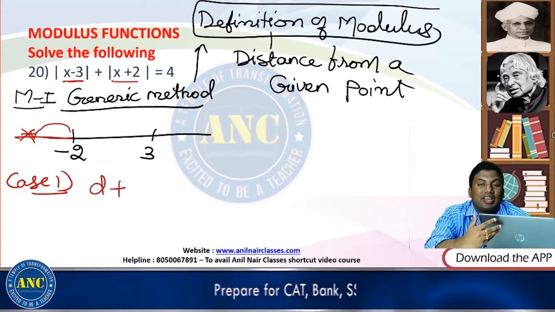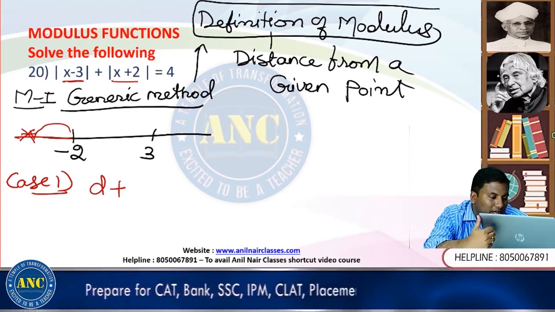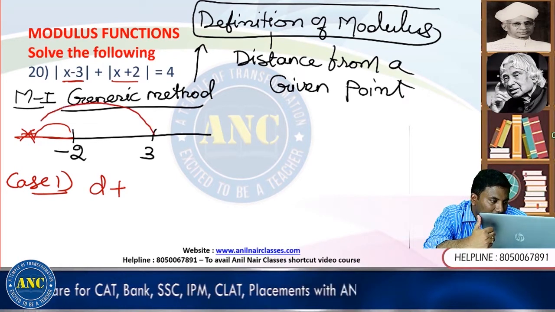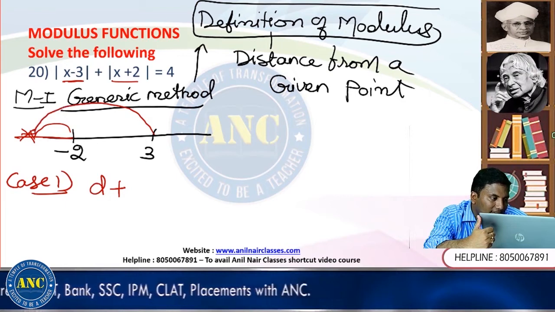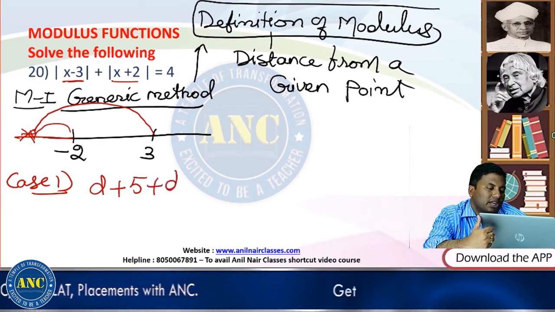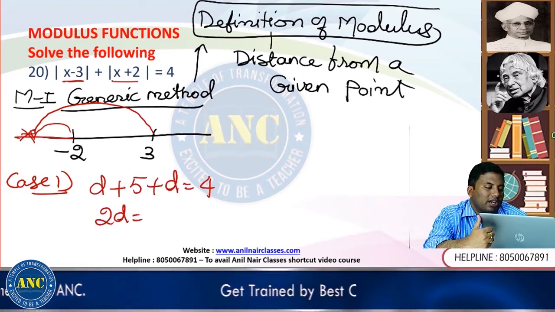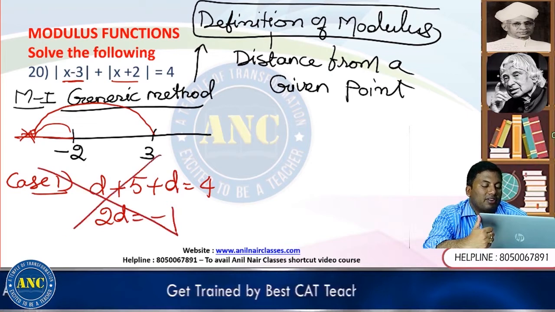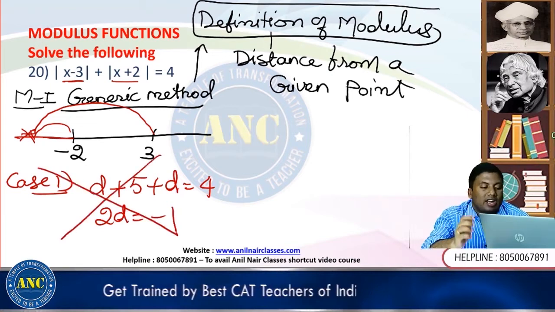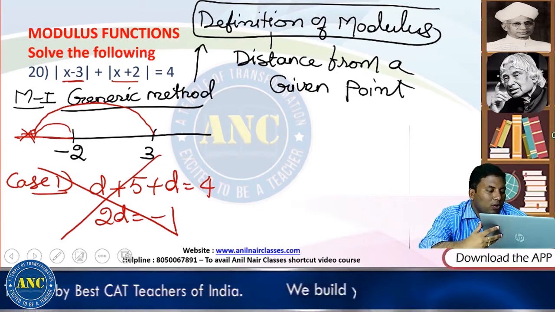Mod x minus 3, definition of a modulus is the distance from a given point. From here to here is 5 and here to here is d. So it is 5 plus d equivalent to 4. 2d equivalent to minus 1. Distance can never be negative. Case 1 is not possible. I hope it is clear.